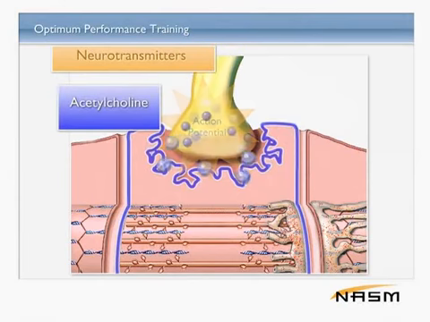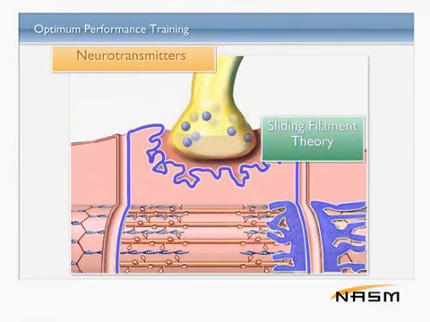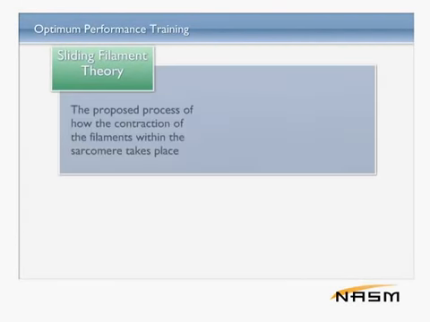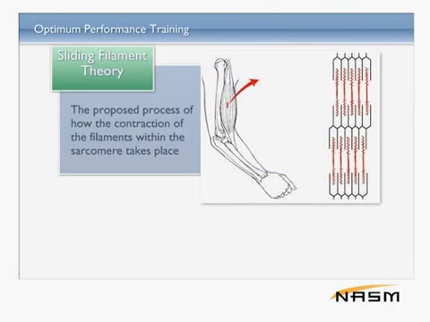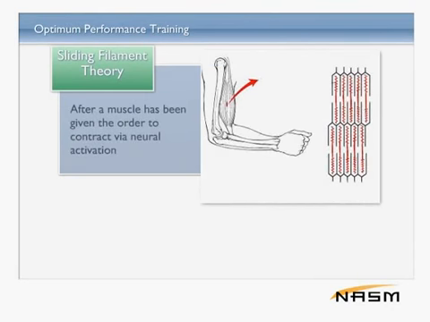The neurotransmitter used by the neuromuscular system is termed acetylcholine. Once attached, acetylcholine stimulates the muscle fibers to go through a series of steps that produce muscle contractions, otherwise known as the sliding filament theory. The sliding filament theory is the proposed process of how the contraction of the filaments within the sarcomere takes place after a muscle has been given the order to contract via neural activation.